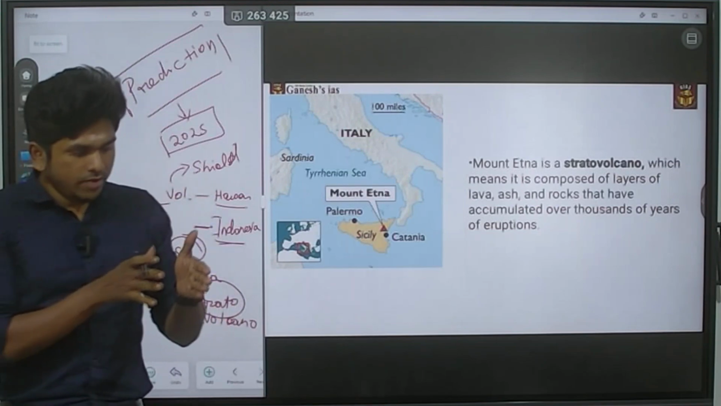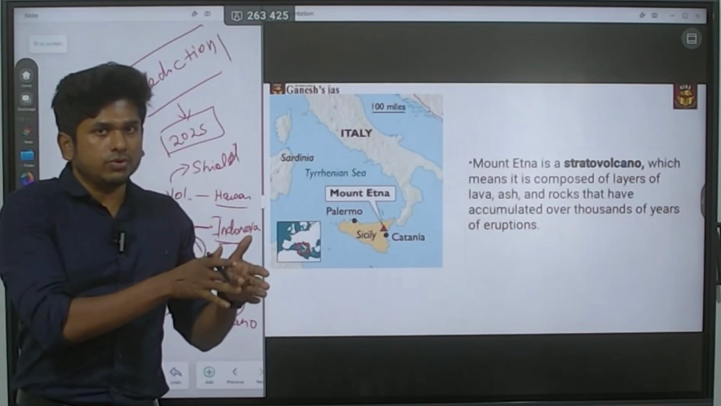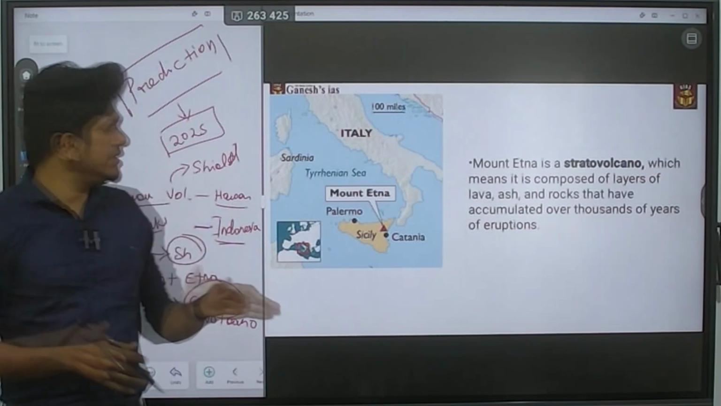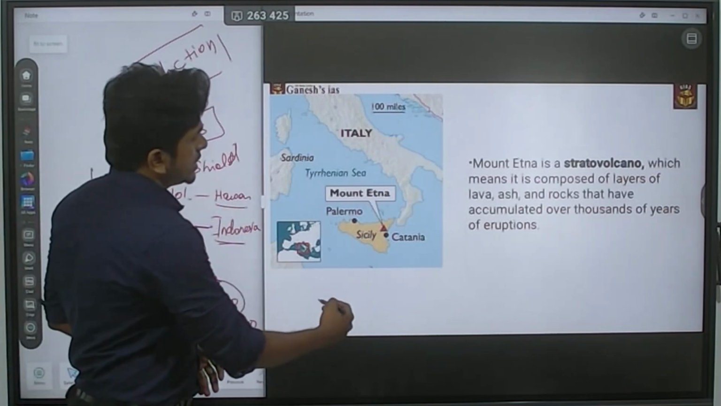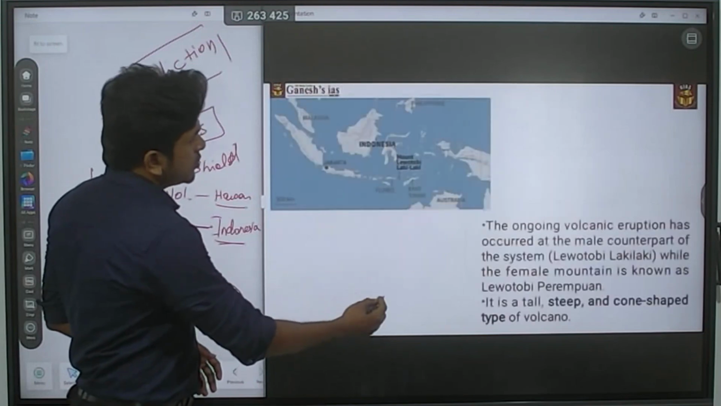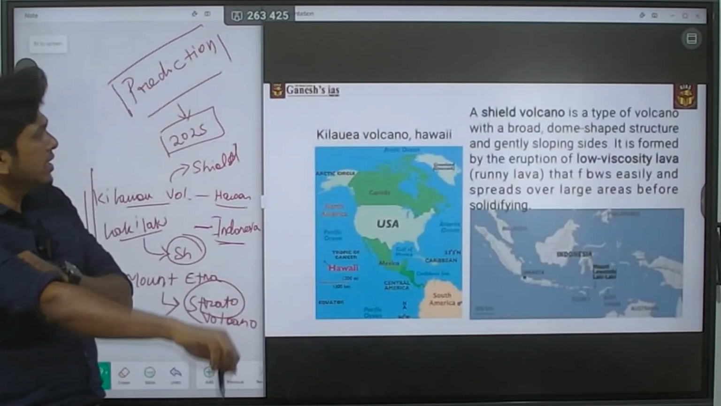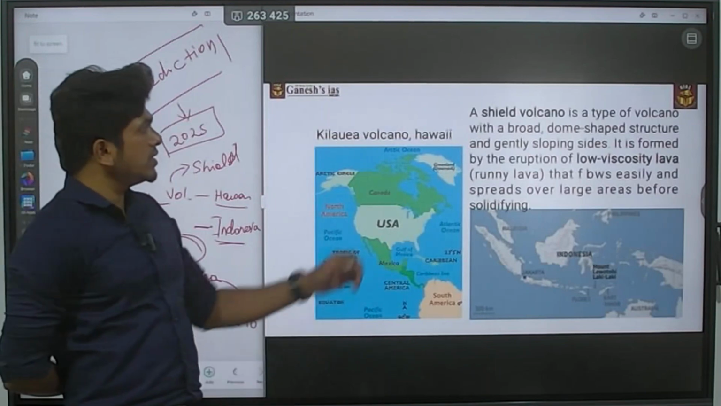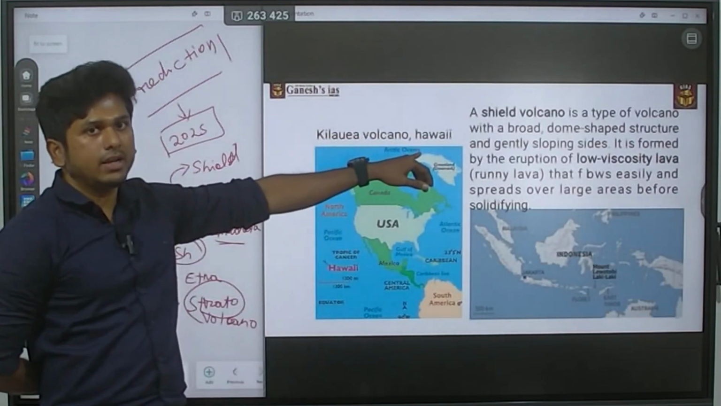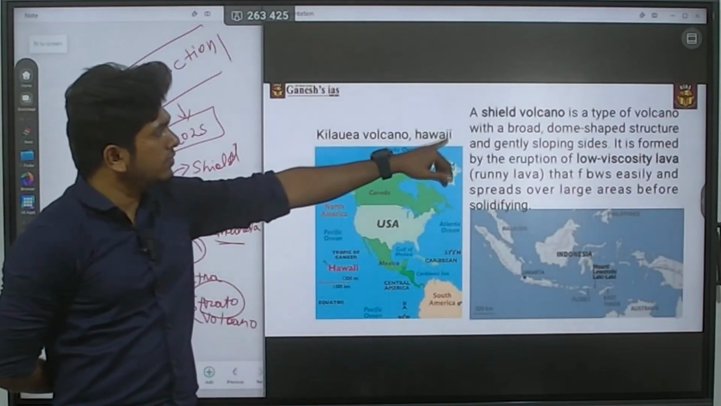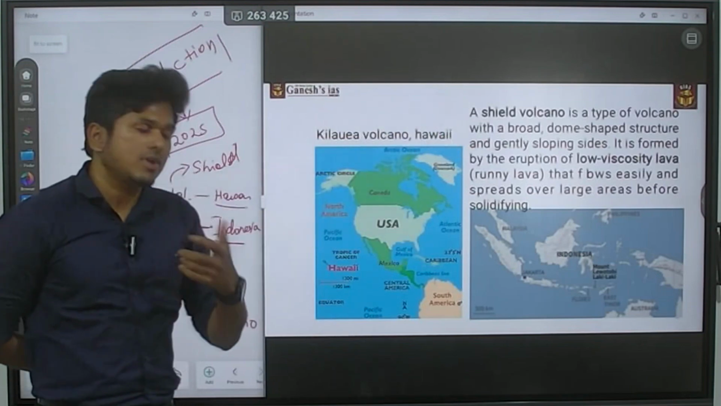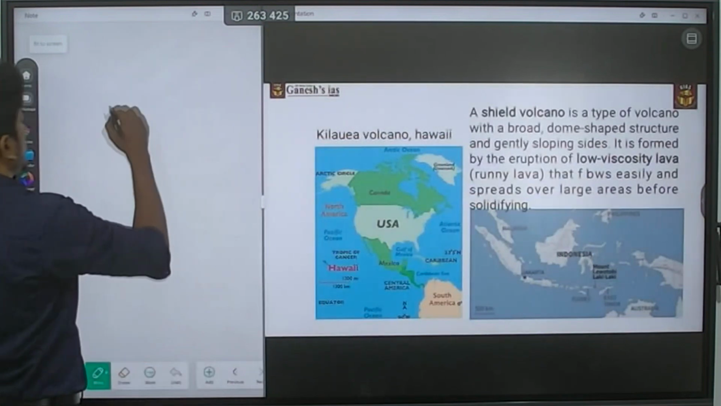So from 2024 to 2025, these are the major volcanic eruptions that happened. So you have to make a note of it. First thing is Kilauea volcano, which was in the Hawaiian island. Okay, so it is one of the shield type volcanoes. First of all, what is a shield type volcano? That is also you have to know.